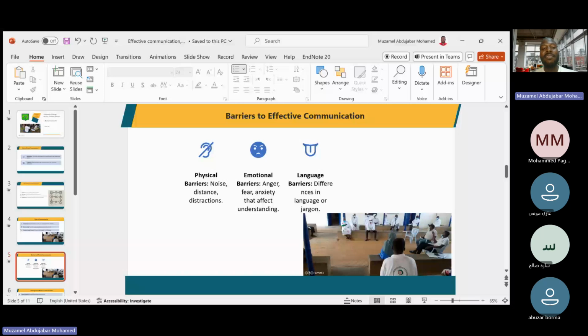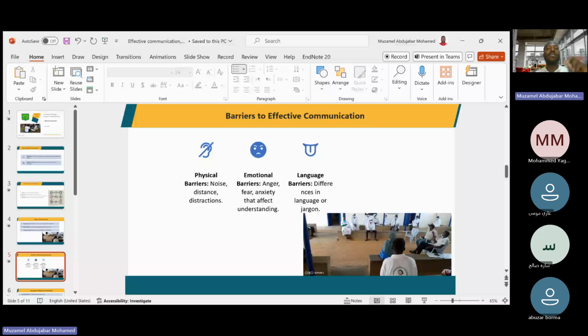One of the barriers is the physical barrier. A physical barrier may be noise: when you speak with someone and there is noise, it is difficult for the other person to understand you or hear what you say. Secondly, distance. When you are here and the other person is far, it is also difficult to understand you. Distraction is also considered a physical barrier. Distraction means interruption, or the voice is not clear. All of this is considered a physical barrier.